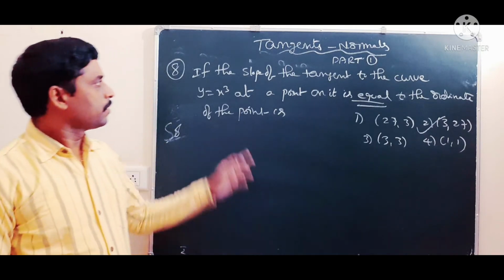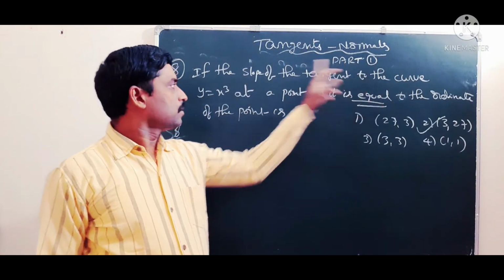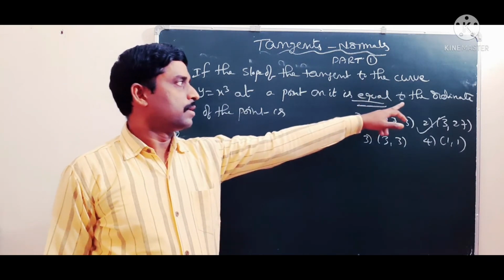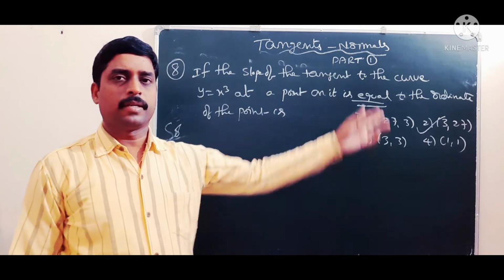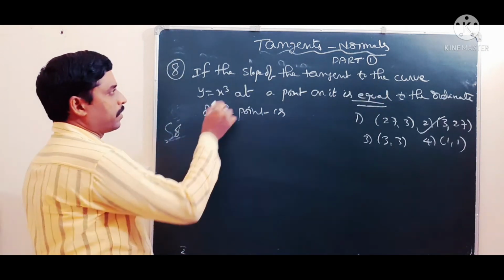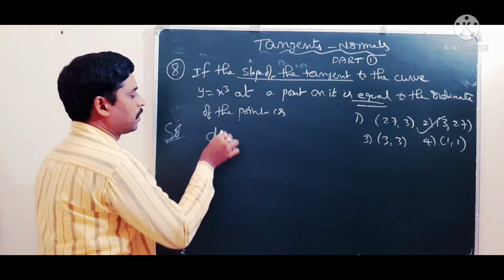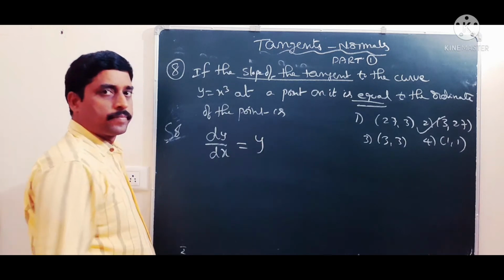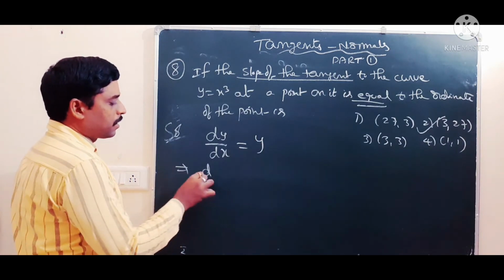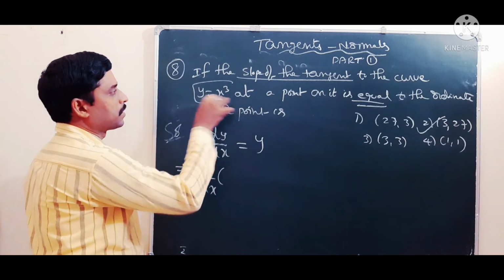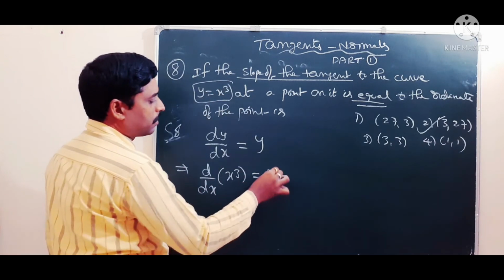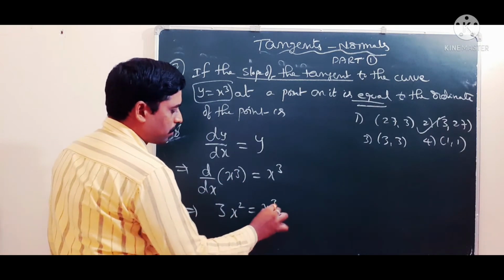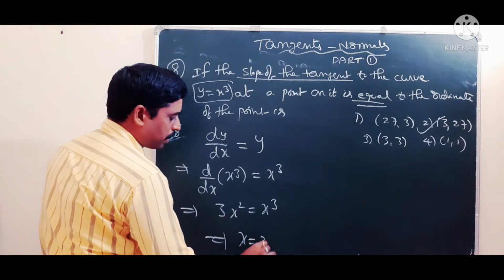Let us go to the next problem. If the slope of tangent to the curve y equals x cube at a point on it is equal to the y coordinate, the ordinate of the point. So ordinate is nothing but the y coordinate. Okay, what is given? The slope of the tangent, so dy by dx, equals the y coordinate of the point, which is y. Okay. So derive d by dx of y, the value given from the statement, x cube. So differentiation of x cube is 3x square, equal to x cube. When x square gets cancelled, x is equal to 3.